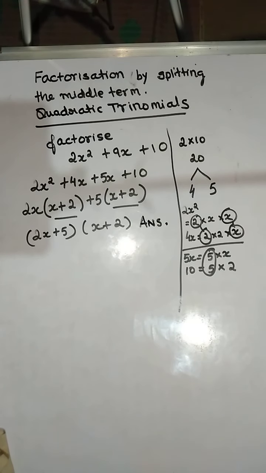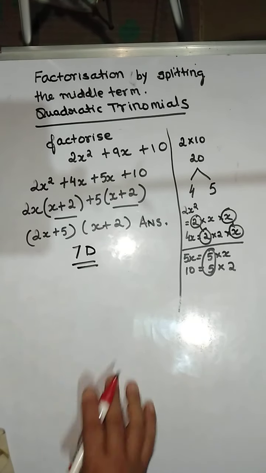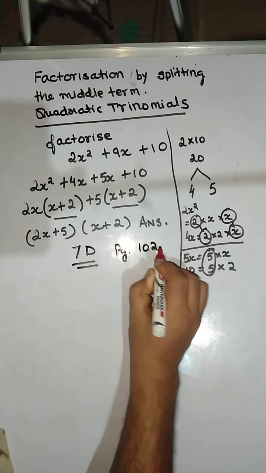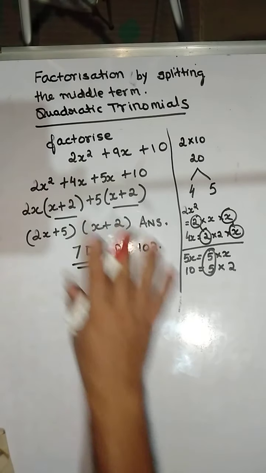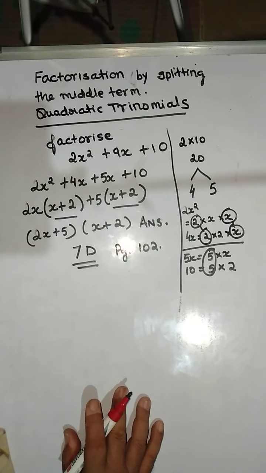So if you go to exercise 7D on page 102, you will be able to follow this procedure and do the splitting of the middle term of factorizing a quadratic trinomial.